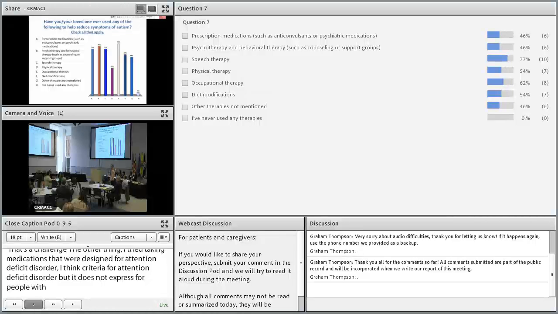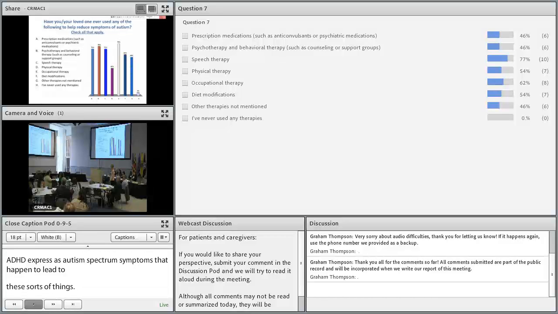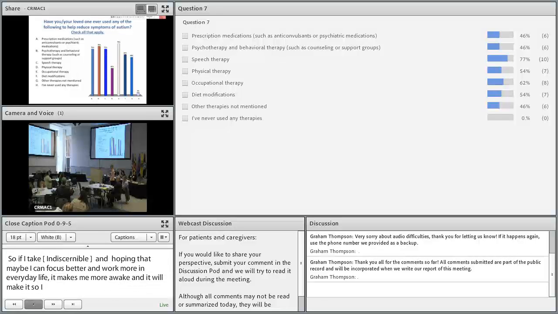And then if I take, let's say, methylphenidate, in this case Concerta, hoping that maybe I'll be able to focus better and work more in everyday life. Well, it makes me more awake, and it will make it so that I can focus on certain things better. But what's noticeable about that process is that I found I can't control a lot what I'm focusing on.